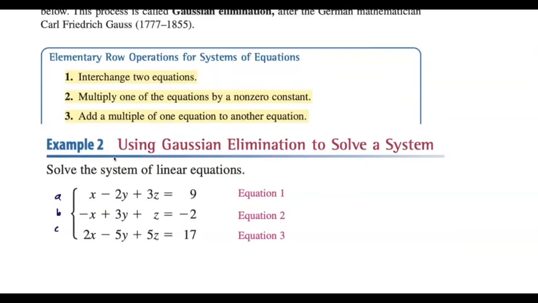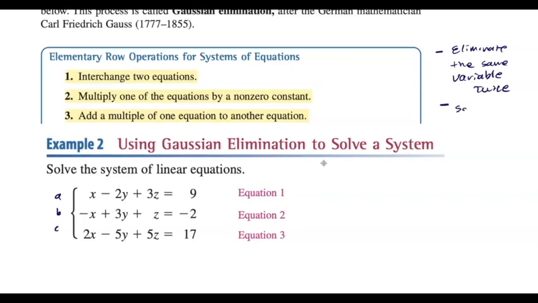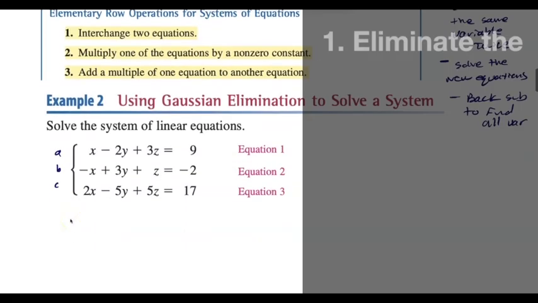What you want to do when you have these is first, eliminate the same variable twice. It does not matter which variable you eliminate, but you want to do it twice. And once you do that, you're going to get a normal 2 by 2 system of equations. And then you just solve the 2 new equations. And then back substitute to find all variables. That's the general idea. You want to pick a variable, eliminate, and then you're going to do it twice.